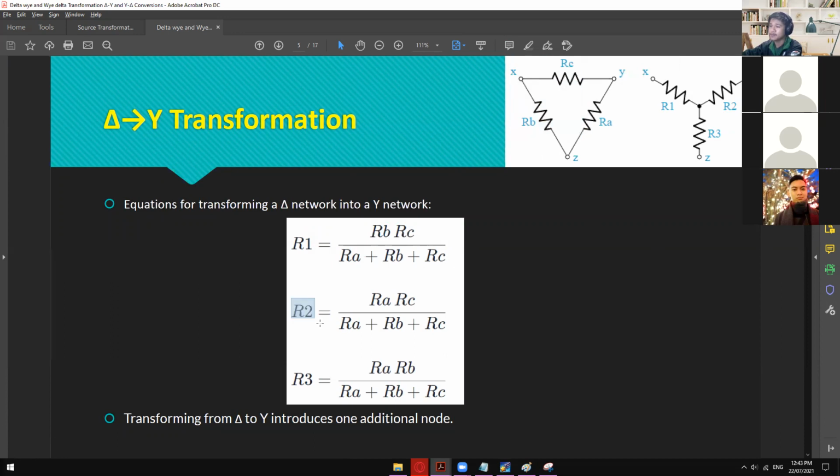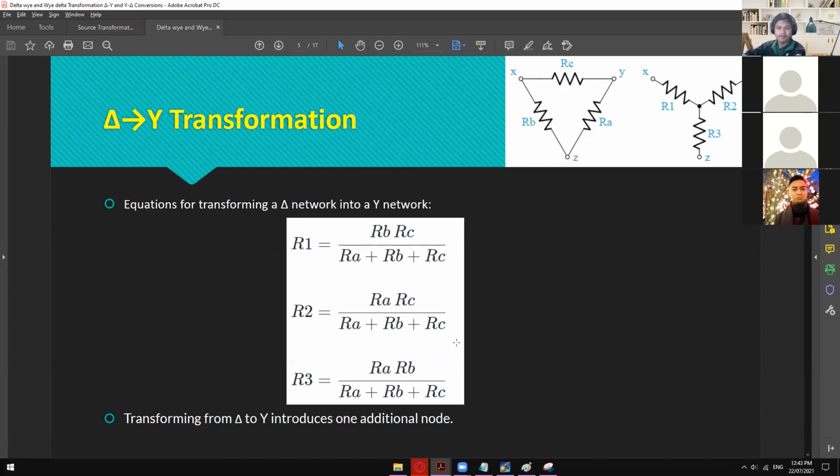If you want to get the R2, the R2 is on the upper right side, and the resistors next to it are RC and RA. So just multiply those two with each other. So RA times RC, divided by the summation of the resistances. The same with the R3 right here. So it's RB times RA or RA times RB. Okay. So were you guys able to get that one? The pattern on how to solve the R1, R2, and R3?